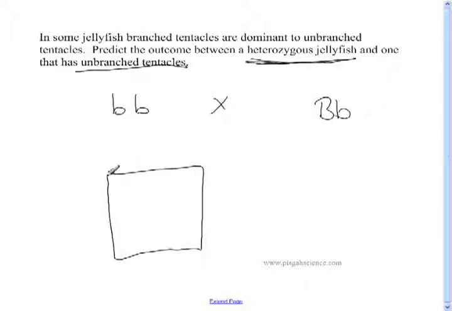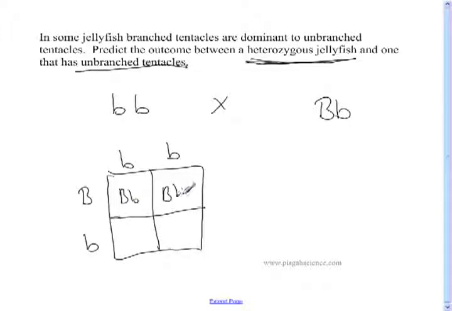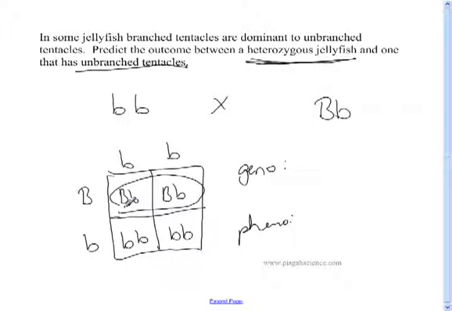So I'm going to draw my Punnett square box. I'm going to put my letters, one letter over each box, and fill in the Punnett square. I'm going to come out to the side and do genotype, and I'm going to do phenotype. Alright, I'm going to look at my 4 boxes. I've got 2 boxes that look like that, 2 out of 4, which is 50%, capital B, lowercase b, and then 50% of them are going to be lowercase b, lowercase b.